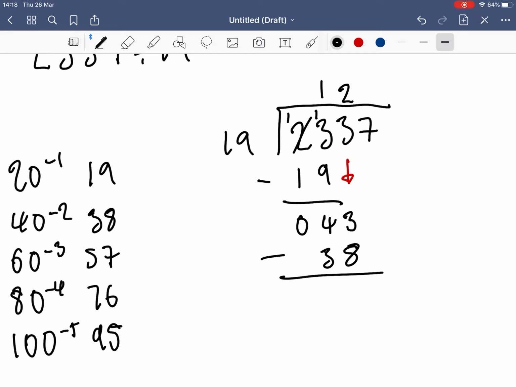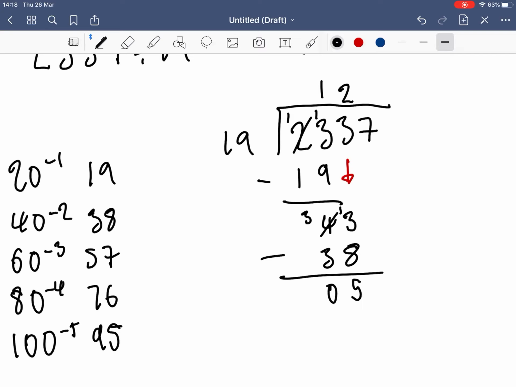So I can ignore the 0 for now, because that will not be part of this. Okay, so 43 take away 38. So I'll do exactly what I did before. I need to borrow because I can't take away 8 from 3. So I change that to 3, take the 1 over. 13 take away 8 is 5. 3 take away 3 is nothing.